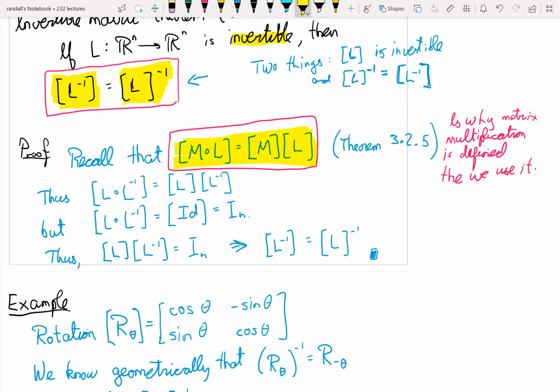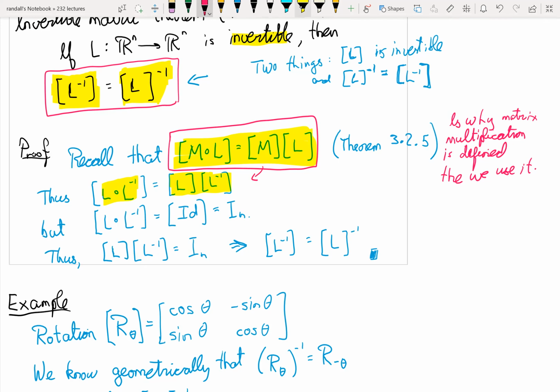Let's continue on with the proof. Thus, I have this particular composition. I'm assuming L is invertible, so there are the two linear transformations I'm considering: one is L, one is L inverse. This property now tells me that it's equal to this. I'm just using that property here. The standard matrix of this composition, L and L inverse, is the product of these two.